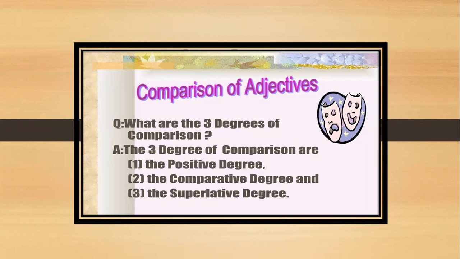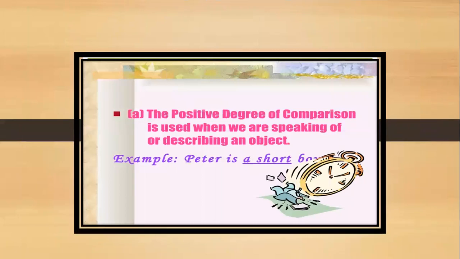Now let's see the positive degree first. The positive degree of comparison is used when we are speaking or describing an object. Okay, when do we use a positive degree? When we are speaking or describing an object.